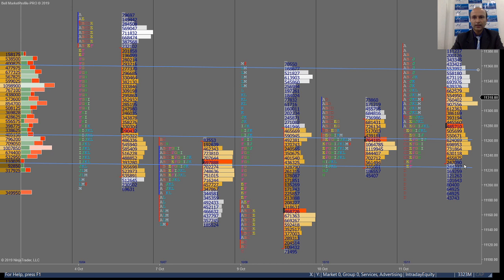What do we expect, whether this zone is important or not, whether this is happening on the back of huge volumes, maybe the smart money is trying to accumulate here or distribute here.